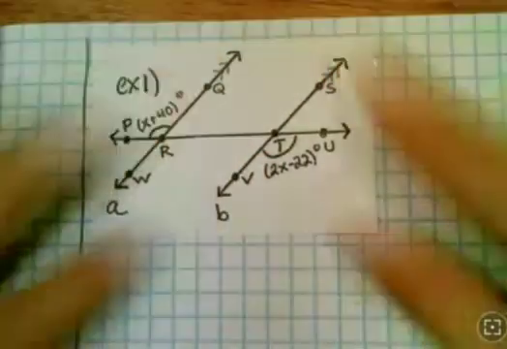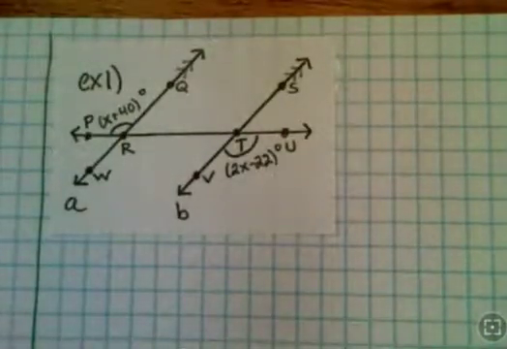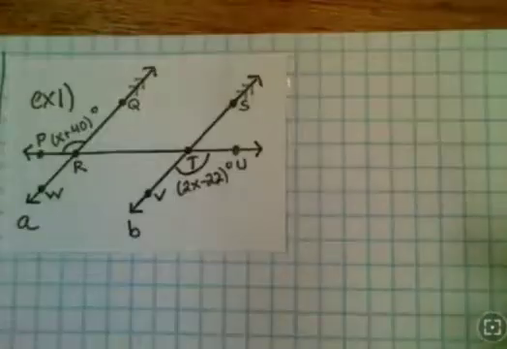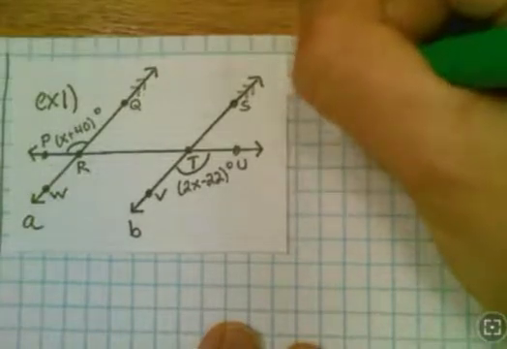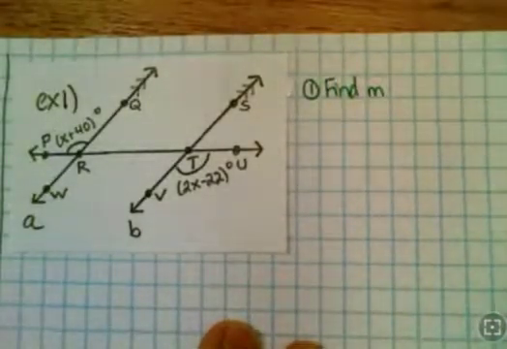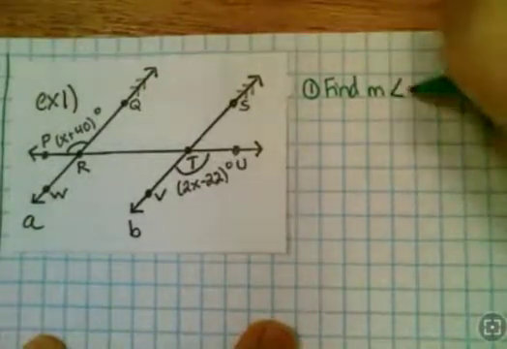Okay, there we go. So example 1, pretty straightforward. We have 2 parallel lines, we have a transversal, and I would like for you first to find the measure of angle QRT.